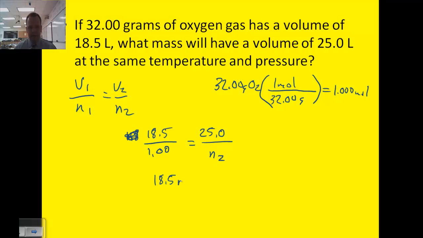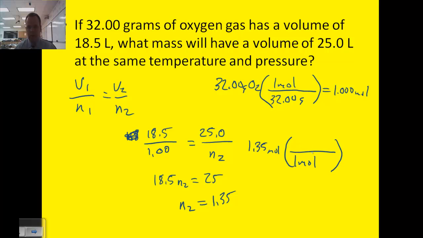Cross multiply: 18.5 N2 equals 25. The number of moles here is 25 divided by 18.5, which comes out to 1.35. Now we've got to convert that back into grams. One mole is 32 grams. You get a final answer of 43.2 grams of oxygen.